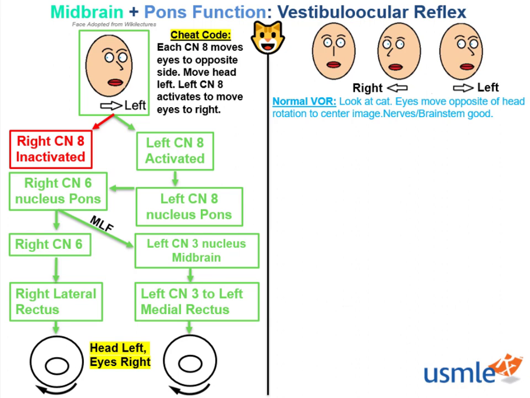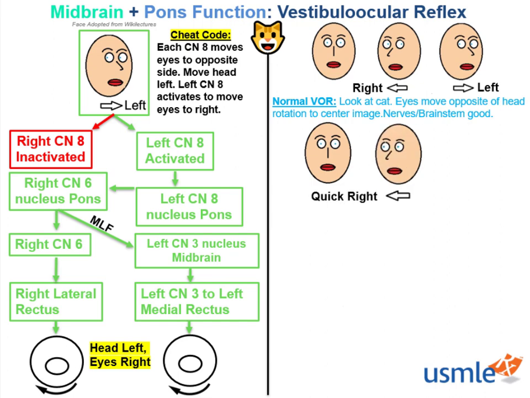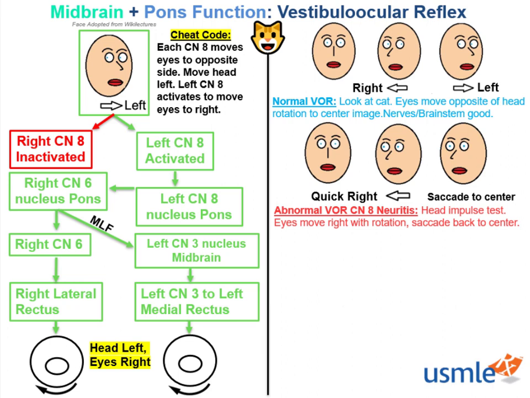Now, let's apply our knowledge to a highly testable condition, vestibular neuritis. So how do we assess this patient to determine if they have vestibular neuritis? Well, you would use the head impulse test by physically moving the patient's head quickly to the right and then watching their eyes. These eyes show an abnormal vestibular ocular reflex due to a defect in the right cranial nerve 8.